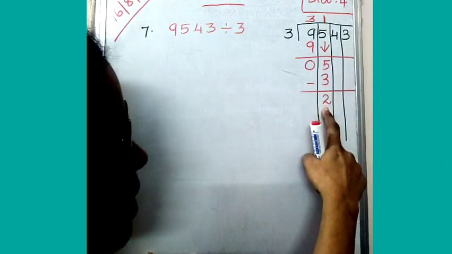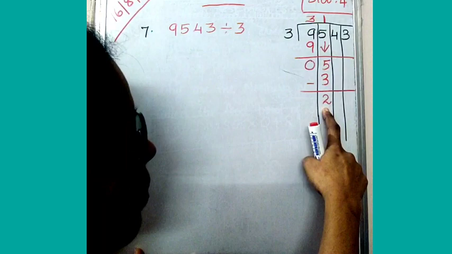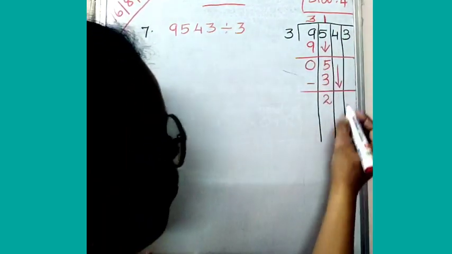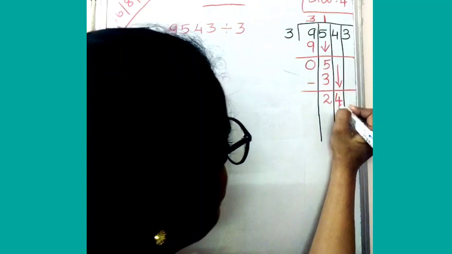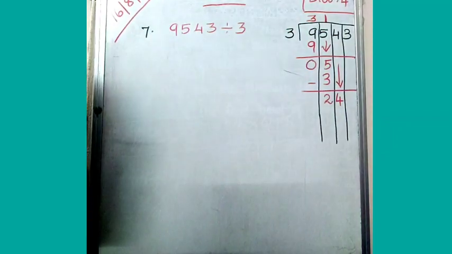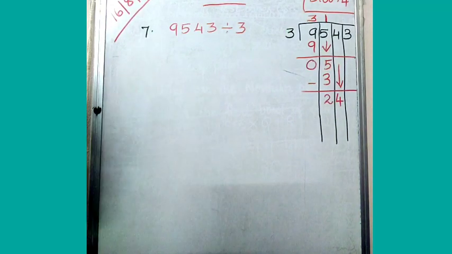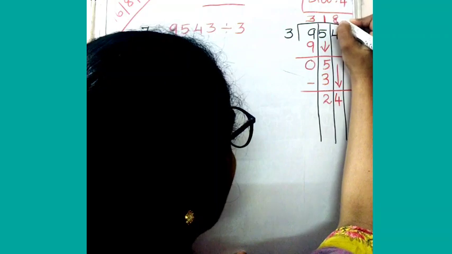5 minus 3, this is the remainder. Then we have 2 more places. Bringing down this 4 here, now this becomes 24. How many times in 24? We know that 3 8s are 24. So I write 8 here.